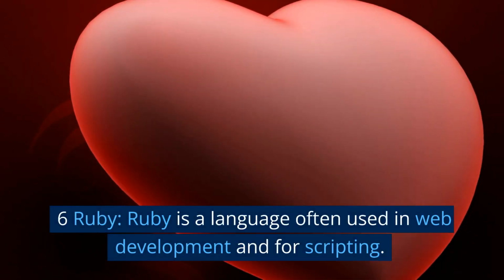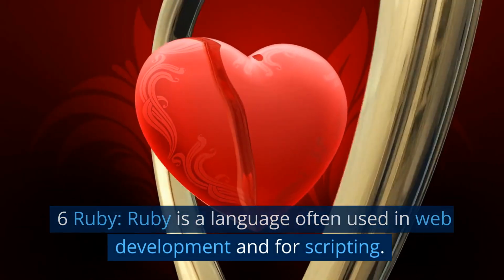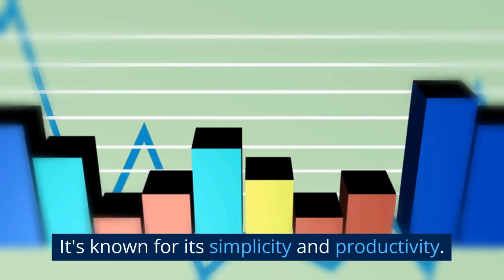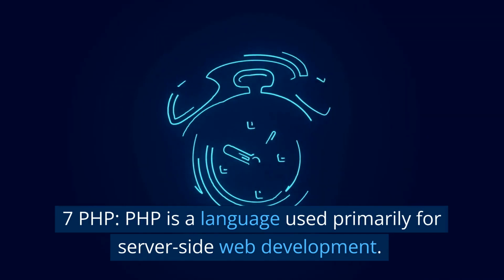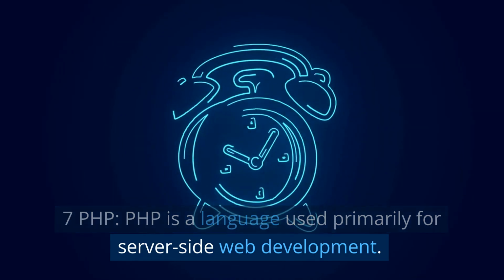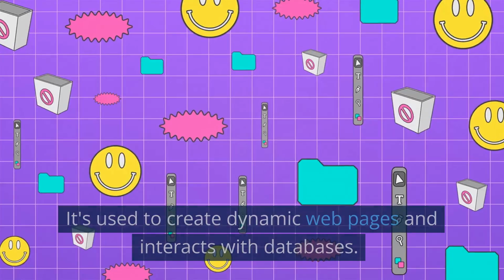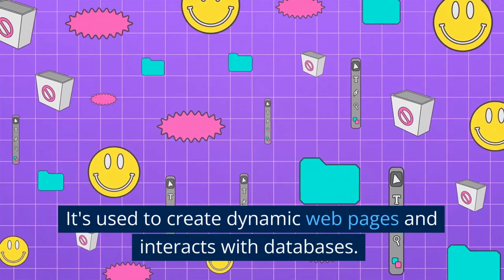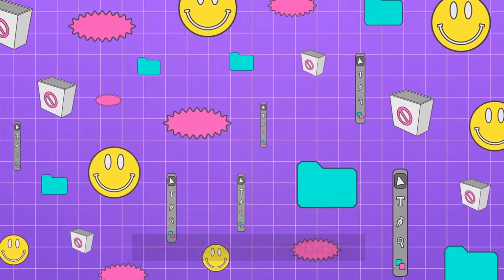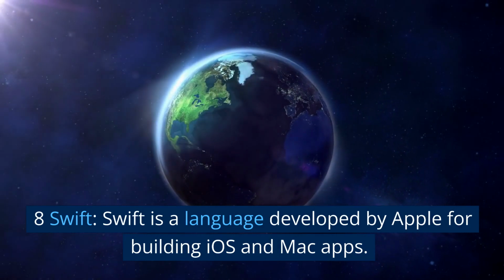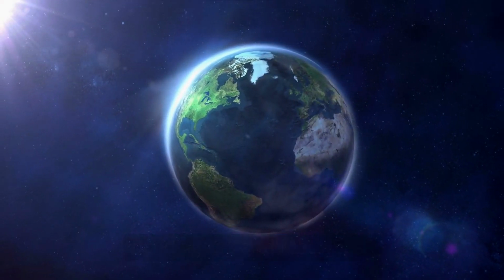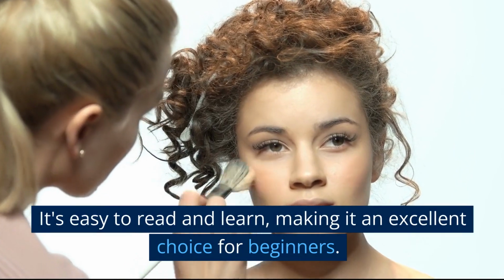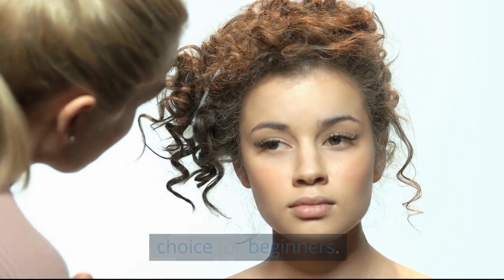6. Ruby. Ruby is a language often used in web development and for scripting. It's known for its simplicity and productivity. 7. PHP. PHP is a language used primarily for server-side web development. It's used to create dynamic web pages and interacts with databases. 8. Swift. Swift is a language developed by Apple for building iOS and Mac apps. It's easy to read and learn, making it an excellent choice for beginners.